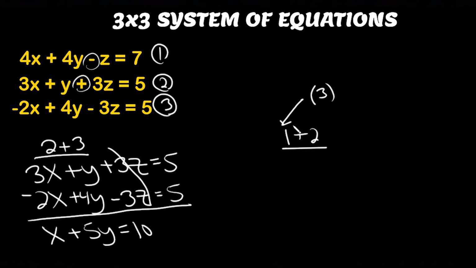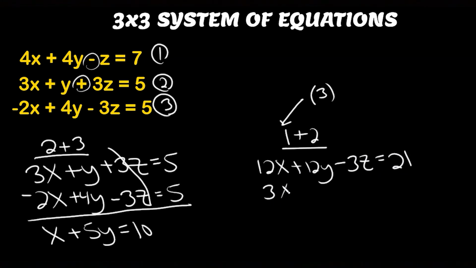Just put an arrow on 1, meaning equation 1, and just put in parentheses 3, meaning you're going to multiply equation 1 by 3. All right, so if I do that, 3 times 4x, I get 12x. Okay, remember, you have to multiply all of your terms. So plus 12y. Here we get the negative 3z. That's what we need. And then equal to 21, right? 3 times 7, we get 21. Equation 2, I don't have to do anything with.